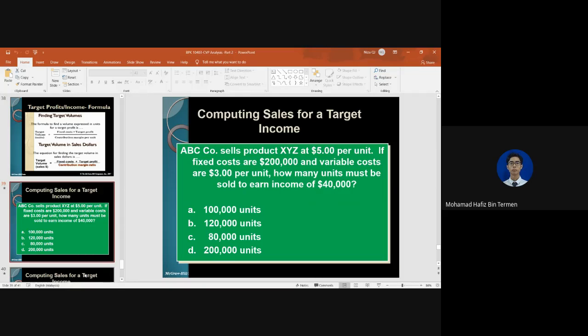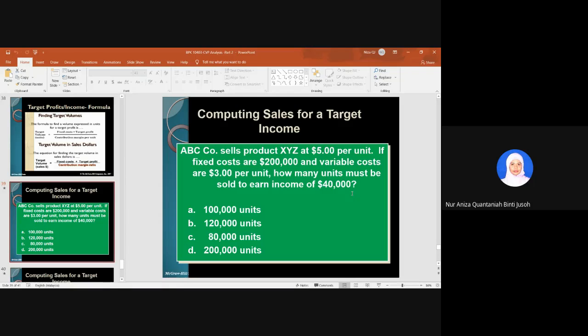Doktor, ni pakai formula yang sama yang tadi lah. Cuma dia tambah target, dia tambah profit, target income. Jadi sama yang tadi tu, fixed cost over contribution margin per unit. But for the fixed cost, you have to add the target profit. So the target profit here now is 40,000.